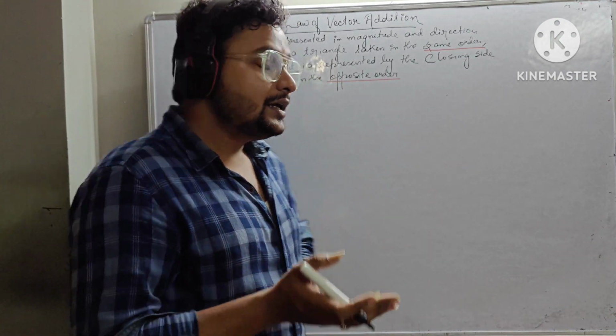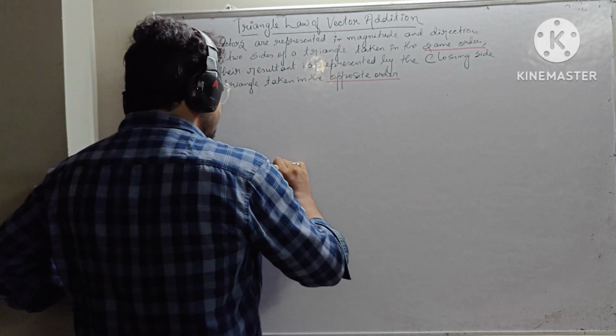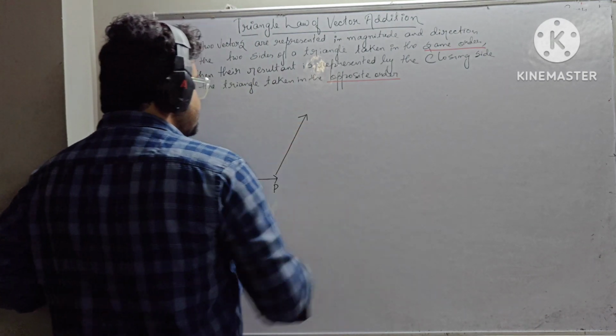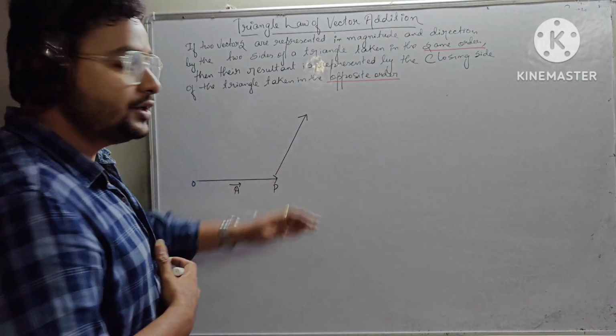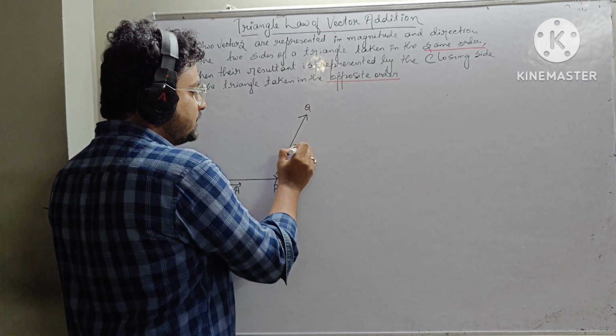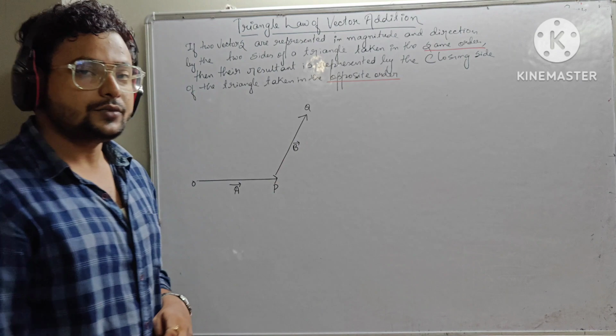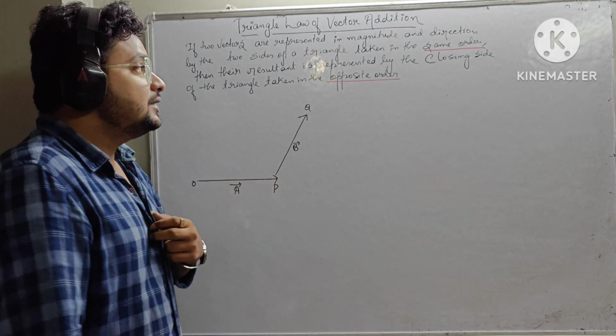And you are given another vector, suppose vector B. Now, if you are representing these two vectors as the two sides of a triangle, suppose these two are the two sides of a triangle. So this is one vector, and this one is suppose PQ. It is another vector, suppose this is vector B. So these two are the two sides of a triangle taken in the same order.